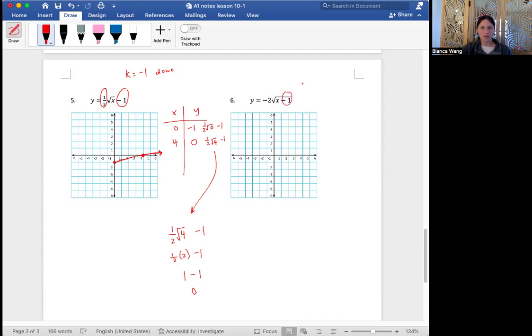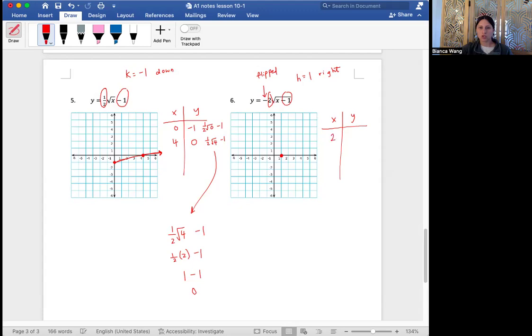This -1 means that h is actually a positive 1, so it is going to the right. And this negative means it's flipped. The 2 means it's being stretched out. And off the top of my head, I probably don't really know how this is going to look. I know it's going to be stretched out, but I don't know how much. So I know I'm gonna start probably at right here because it's moving to the right. So you can always use 0 as your input for x to check your y to see where the starting point is.